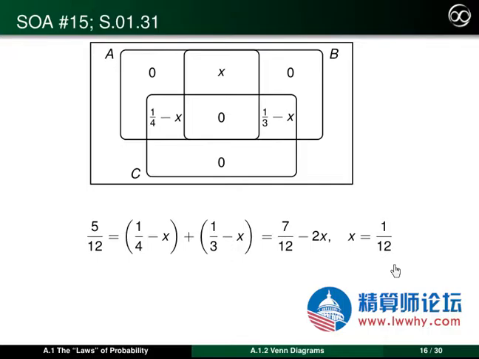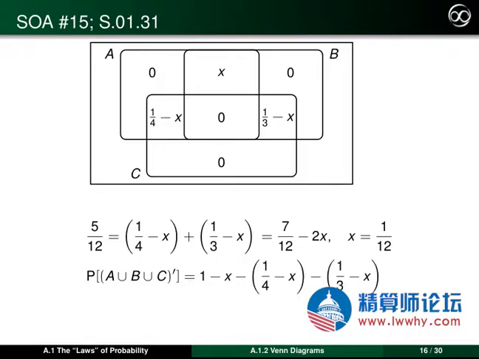I want the probability of none of these coverages. I want the probability of the complement of A union B union C. So that's 1 minus everything I know about. It's 1 minus X minus 1/4 minus X minus 1/3 minus X. And you just plug in X is 1/12 into all those things and you get 1/2 out as the answer.